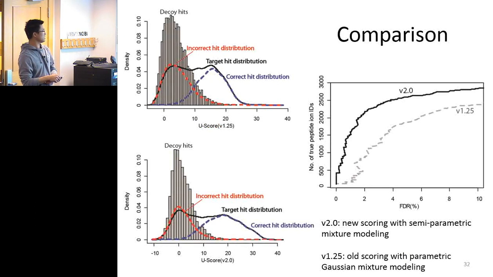So here is just one comparison between our first version and the second version. Using this new scoring, we expect to see a higher number of identifications given the same FDR.